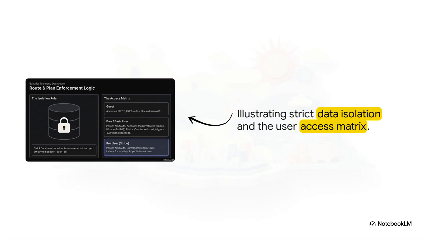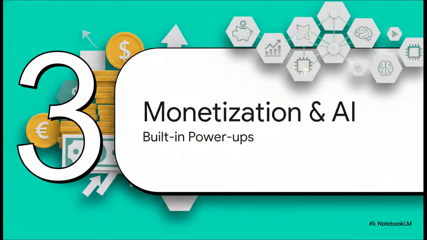And then on the right, you've got this access matrix that clearly lays out what a guest, a free user, or a pro user can do. This is enterprise-grade logic, and it's already built for you. So having a stable foundation is absolutely critical. We've established that. But this is where Replicator gets really, really powerful.